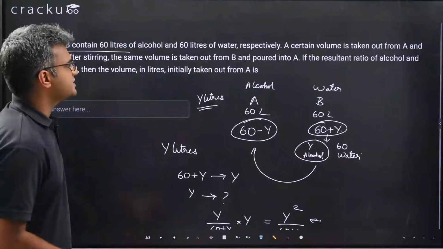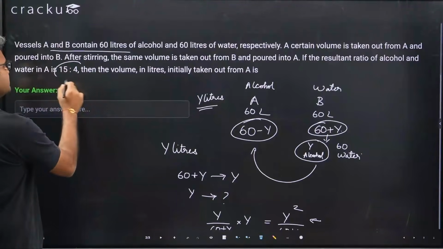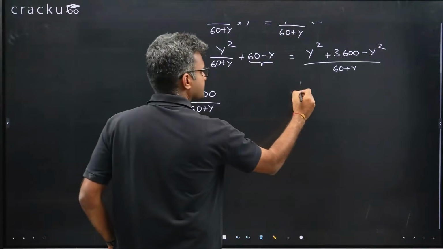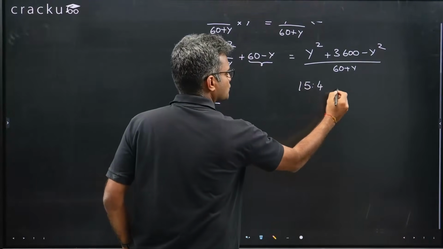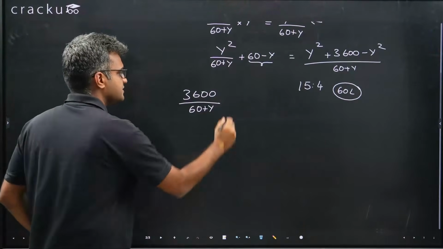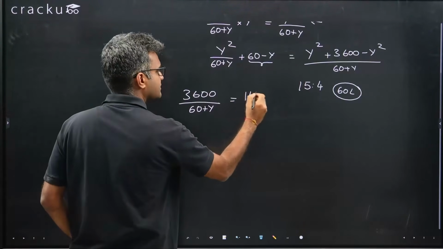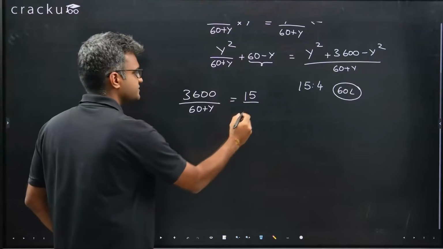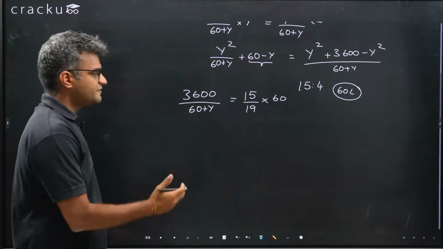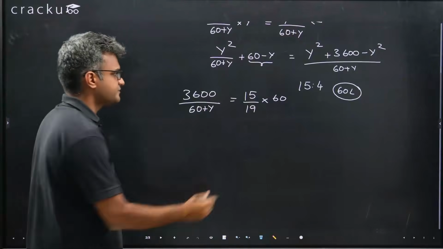Now we are told that the ratio of alcohol to water in A is 15:4. If the ratio of alcohol to water is 15:4 and the total volume is 60 liters, what is the amount of alcohol in it? That will be 15 divided by 15 plus 4, which is 19, into 60. If you simplify it, you are going to get the value of Y.